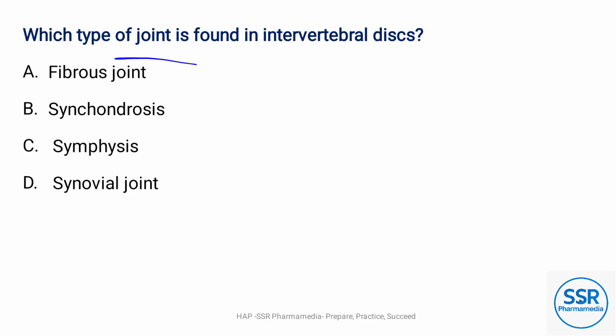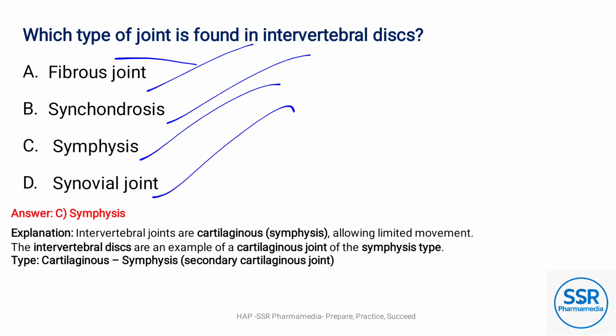So which type of joint is found in the vertebral disc? Option A, fibrous joint. Option B, synchondrosis. Option C, symphysis. Option D, synovial joint. So the answer is option C, symphysis. Intervertebral joints are cartilaginous symphysis, allowing limited movement. Limited movement means symphysis; immovable means suture, like skull suture joints.